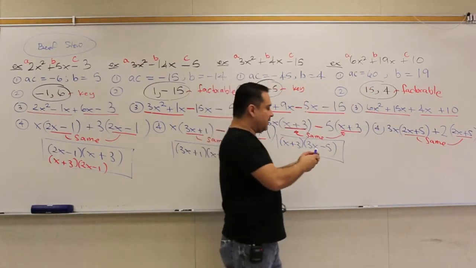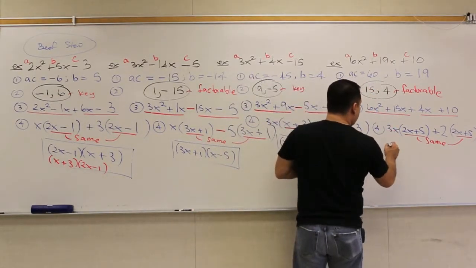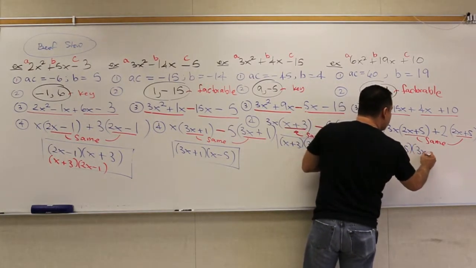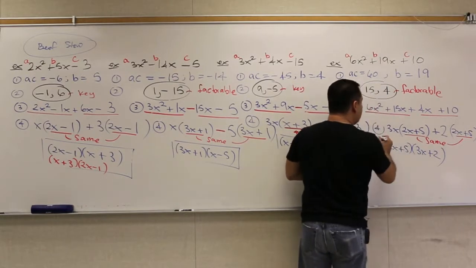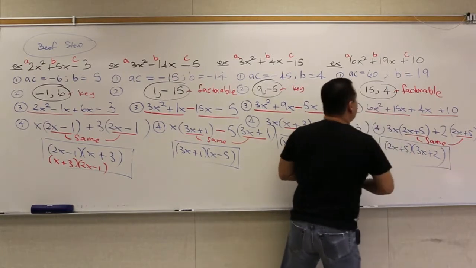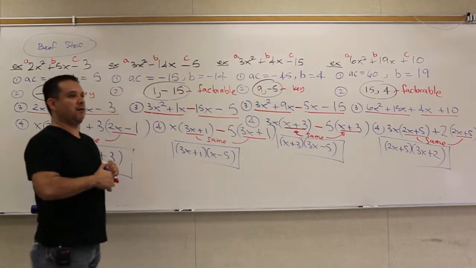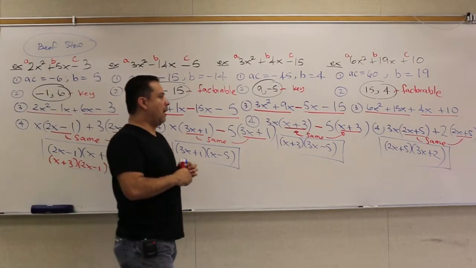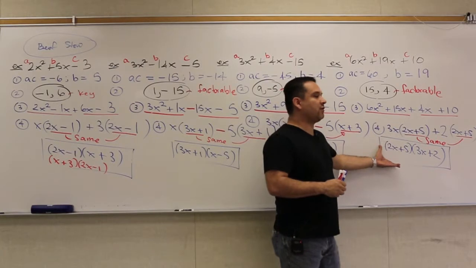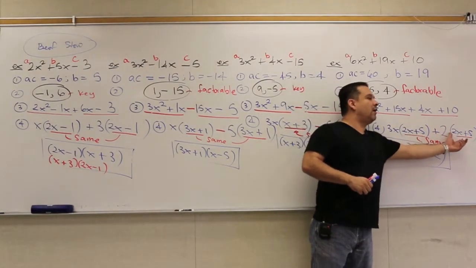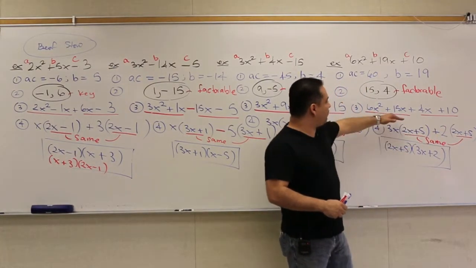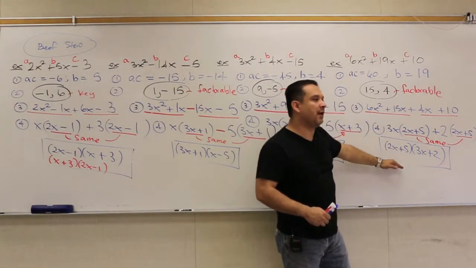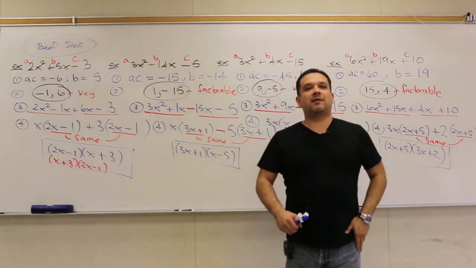Okay, what's your final step? 2x plus 5, good. And 3x plus what? You guys are done. Look at that. Beautiful. So basically, what's in the parentheses, what's in the box, is the final answer. You factored out the common term by taking the procedure of factor by grouping. That's the last step in factor by grouping.